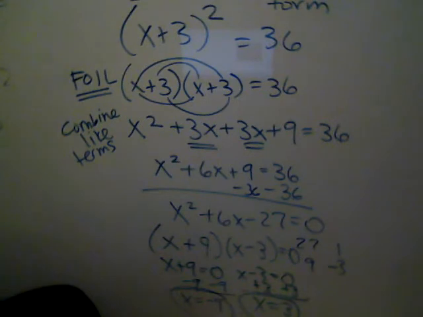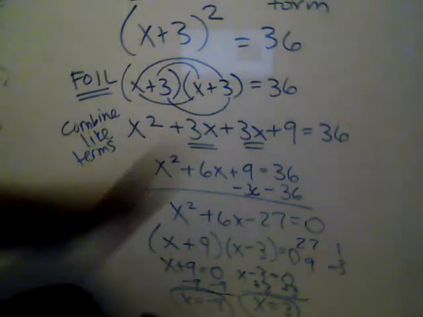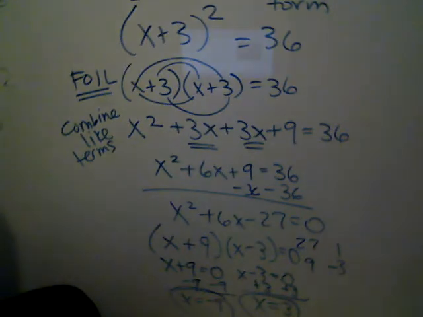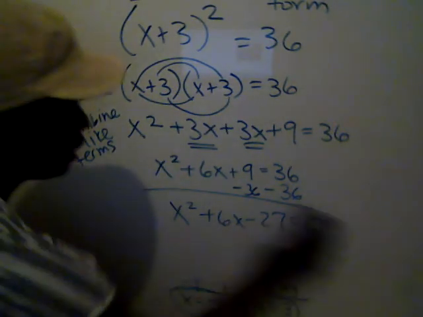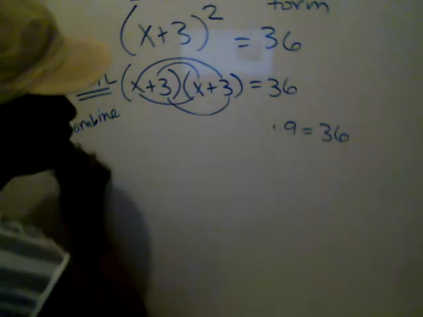So it's just a little more work than if we could just do the square root method. We could have just done it in 1 or 2 steps. All right, so let's say, as another example, they give you something in standard form, but they want you to use the square root method.